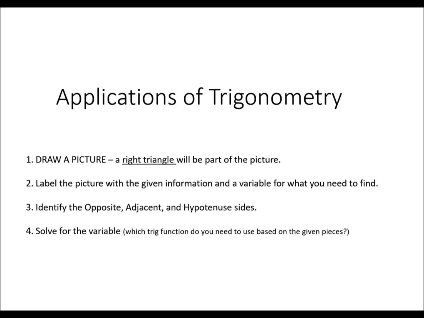Okay, so right now we have learned a bunch of different ways of solving right triangles, right? All the different pieces. If you're given two sides, right, you're given A and B, you can find C by the Pythagorean theorem.